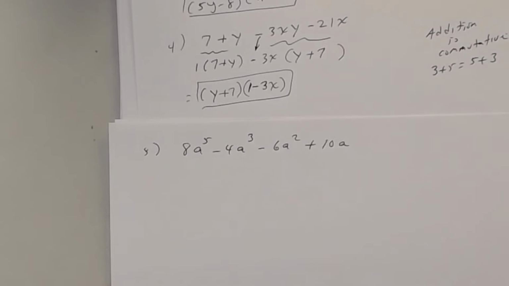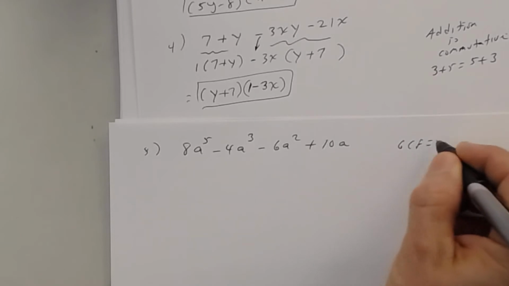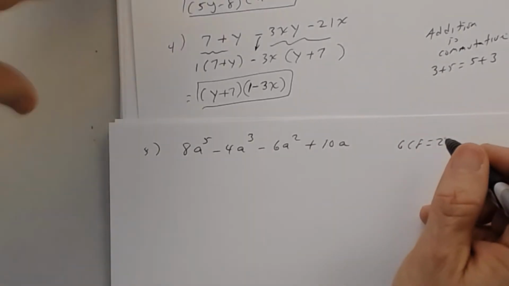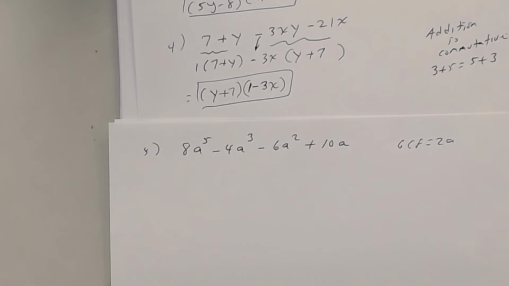The GCF here: all my coefficients are even, so I know it has to have at least a 2. And they all contain the variable a, and which one's the smallest exponent? A to the first. So the GCF is 2a. Now listen how you're going to write this, though. That's a little bit different than the previous four we did. Remember all the problems we did before that, we found the GCF, so it's the GCF times whatever's left, right?